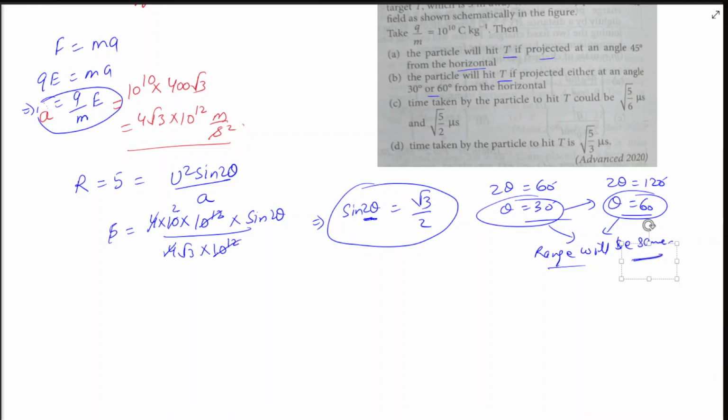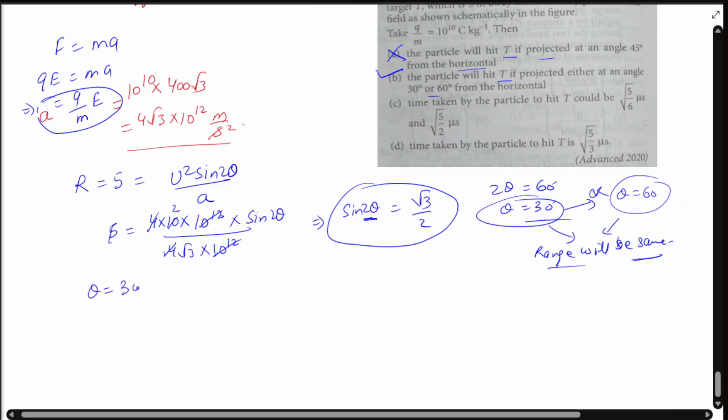So directly, I can just remove this part, right? So if one angle is 30 degree, then the other will be 60 degree. So it will be the same range. Yes. So A is wrong, B is correct. Now for two angles, time will be different, right? So let's find. First we'll take theta as 30 and second we'll take theta as 60. So formula of time will be 2u sine theta by g.